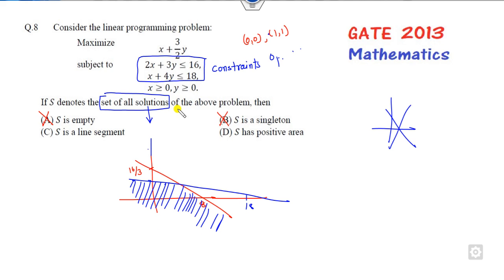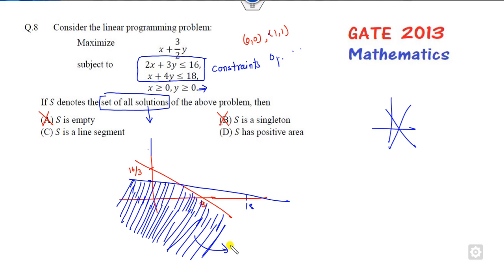So this is my solution. Remember, if you look at this, then you are talking about the feasible solution, but we are talking about the solution. So you can see this is the complete solution. It has a negative area also, because up to here is 0, otherwise negative. So this option is also cancelled. The right answer is only C, my correct option.